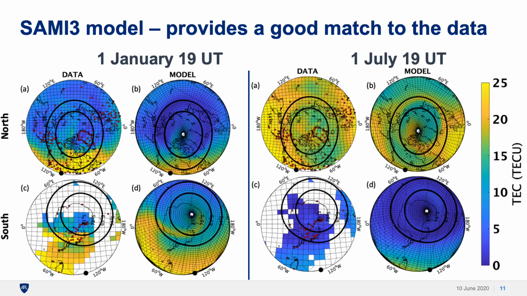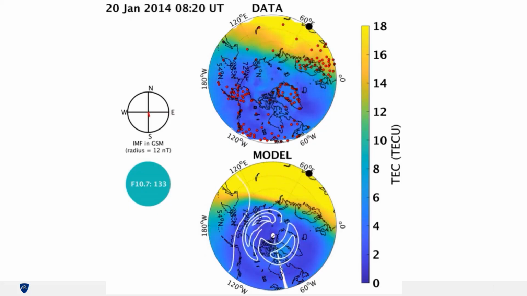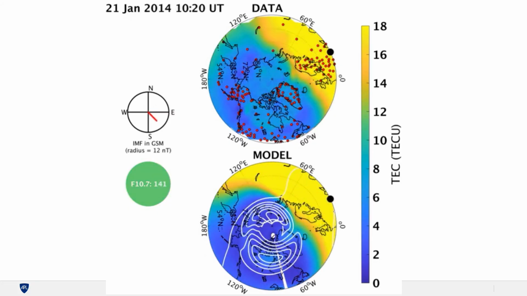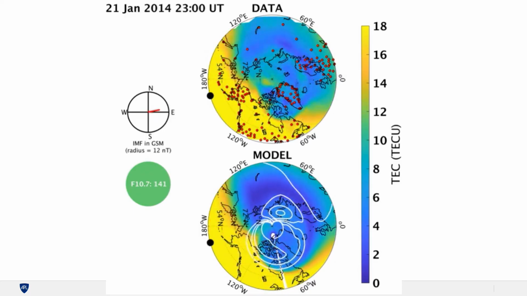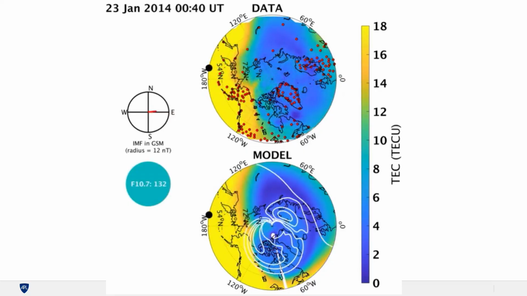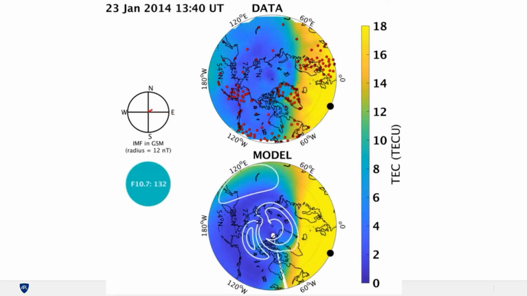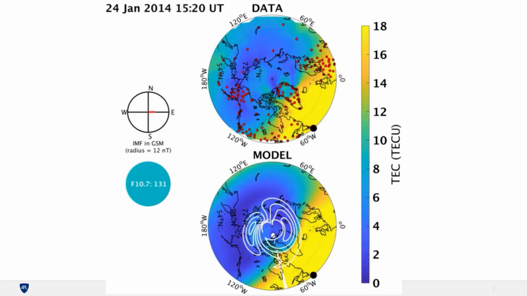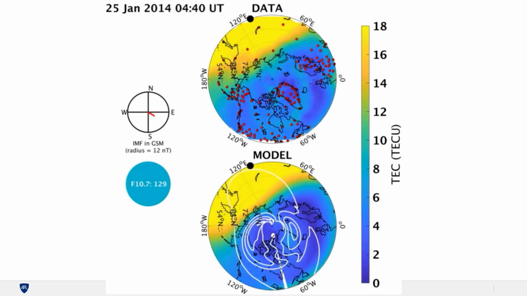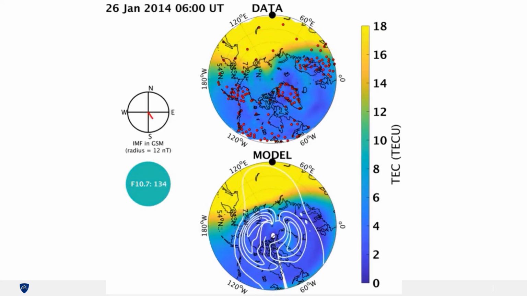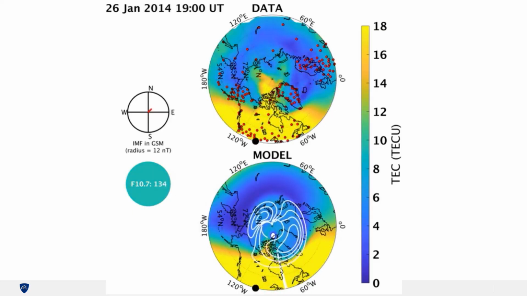Now let's take a look at some movies to get an idea of the dynamics. The Weimer potential pattern is overlaid on the SAMI3 results below. The solar and geomagnetic indices are shown on the left. We can see that tongues of ionization form almost every day from the European American sector as plasma is convected in from the dayside. That's where the high latitude convection pattern reaches lower geographic latitudes, and so it can access the densest plasma there.